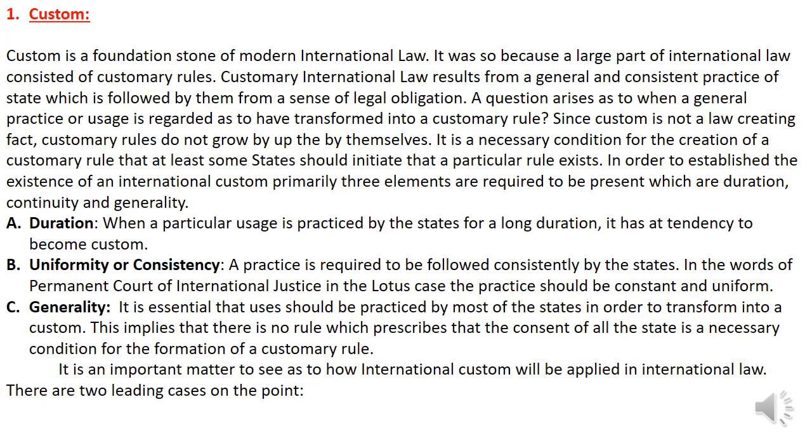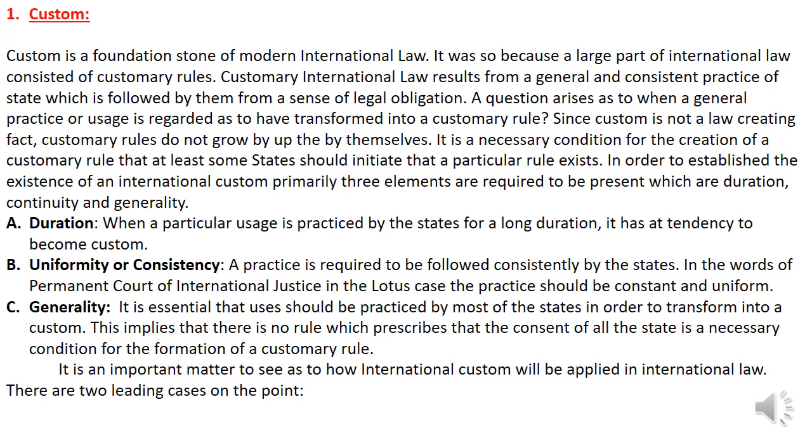Customary international law results from the general and consistent practice of states, which is followed from a sense of legal obligation. Sometimes a question arises as to when a general practice or usage is regarded to have transformed into a customary rule. Since custom is not a law-creating fact, customary rules do not grow up by themselves. It is a necessary condition for the creation of a customary rule that at least some states should initiate that a particular rule exists.